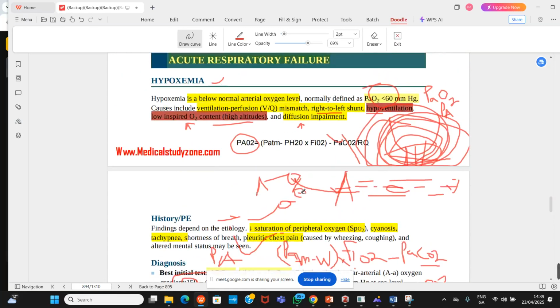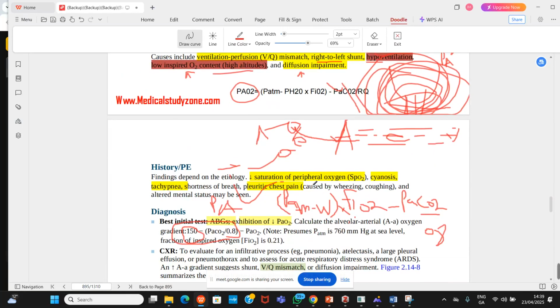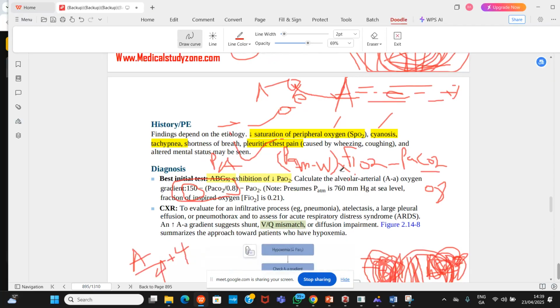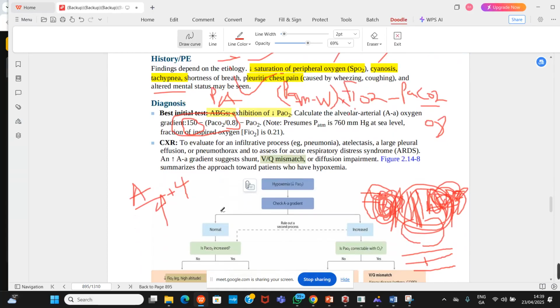So what are the features of somebody that has hypoxemia? Definitely oxygen saturation might be low. There is cyanosis, there is chest pain depending on the cause. If it's from pneumonia or pulmonary embolism, they can have pleuritic chest pain. And if it becomes very severe, the person is going to start experiencing altered sensorium.